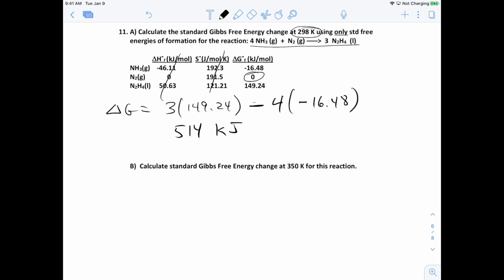I should really do this calculation first. Oh, wait a minute. I see why it's second. All right, there's a B part. That was an A part. How about a B part? Now try to do it at 350 Kelvin. Okay. Do it the way we did the last problem. Do it at 350 Kelvin. Pause the video.